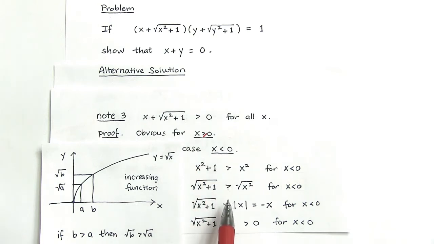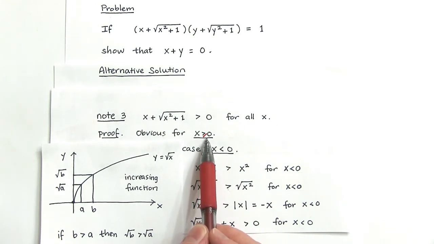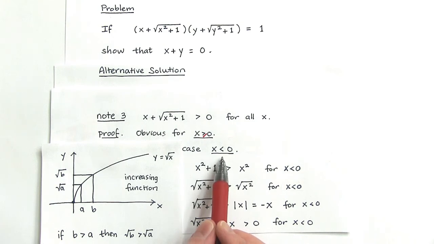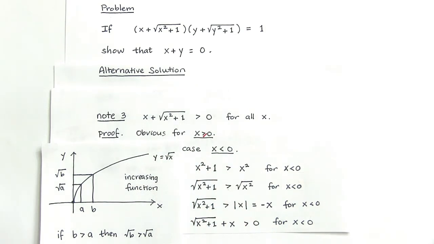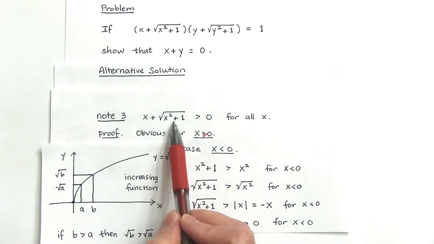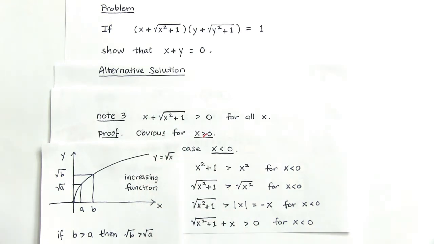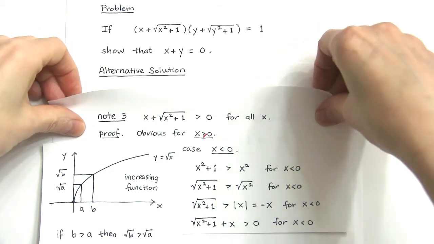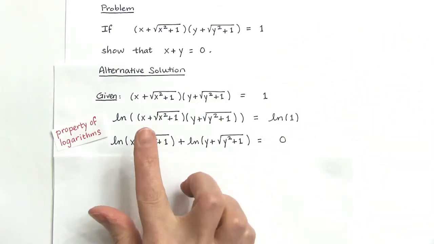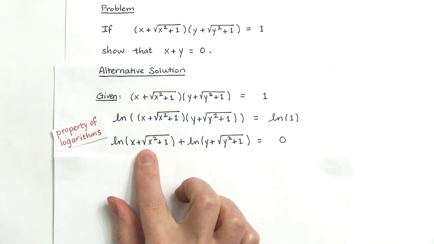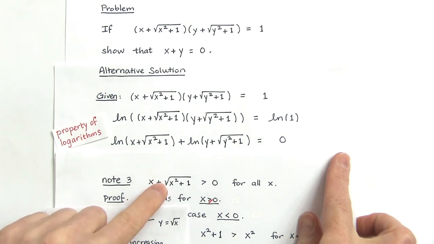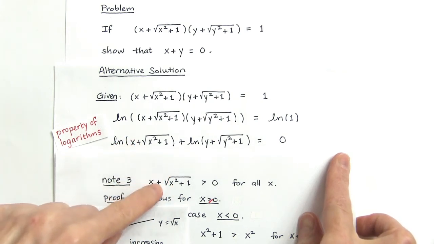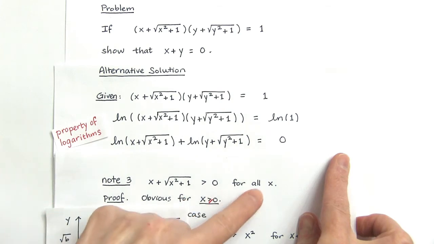Taken together, we have shown that in either case, if x is greater than or equal to 0, or if x is negative, the quantity is indeed positive. And so I should have no qualms about taking the natural logarithm of this positive quantity, which I did in this step of the proof. So that's okay, because we proved that this quantity is positive no matter what the value of x.